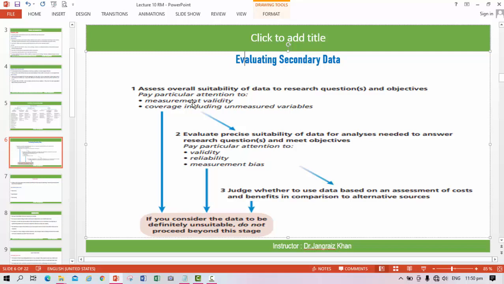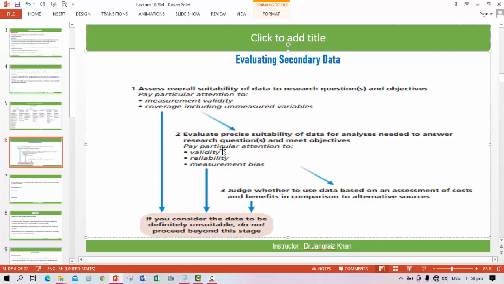But if you go through the data and you find that it is according to stage 1, then go to stage 2, where you evaluate the precise suitability of data for analysis needed to answer the research questions and meet the objectives. So if you want to know whether the data is according to your research questions, whether the data fulfills the requirements of your research questions and meets the objectives, then you should pay particular attention to the validity, reliability, and measurement error.